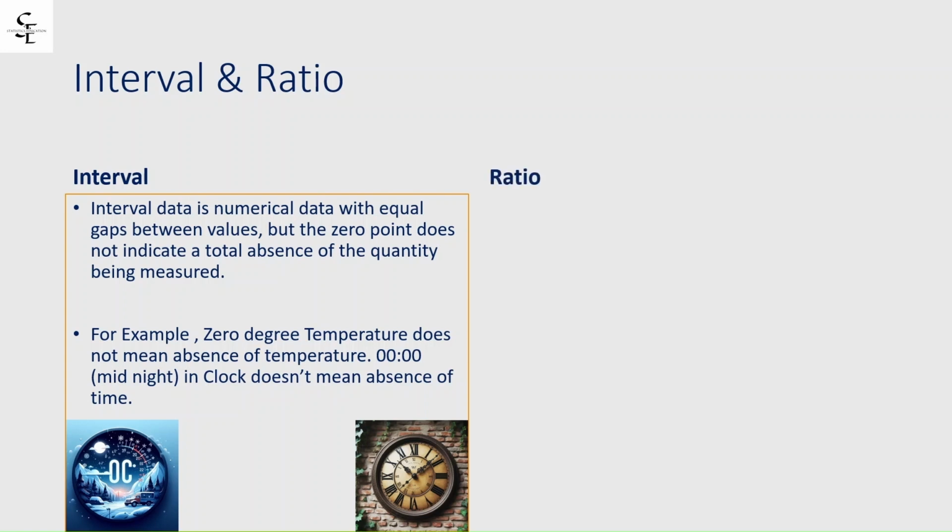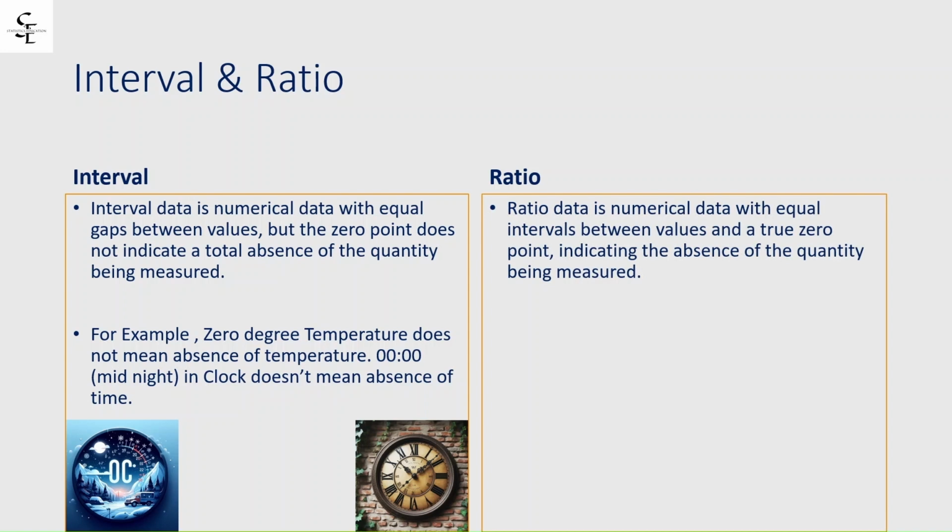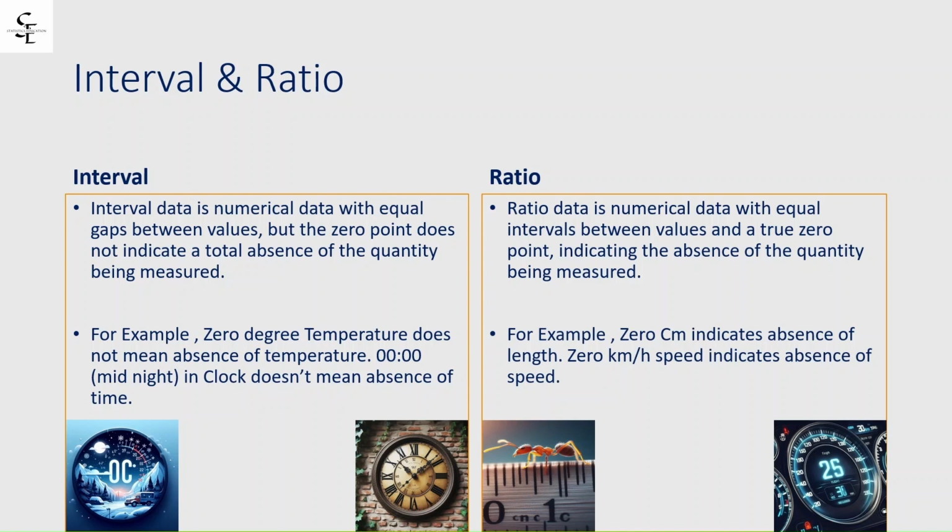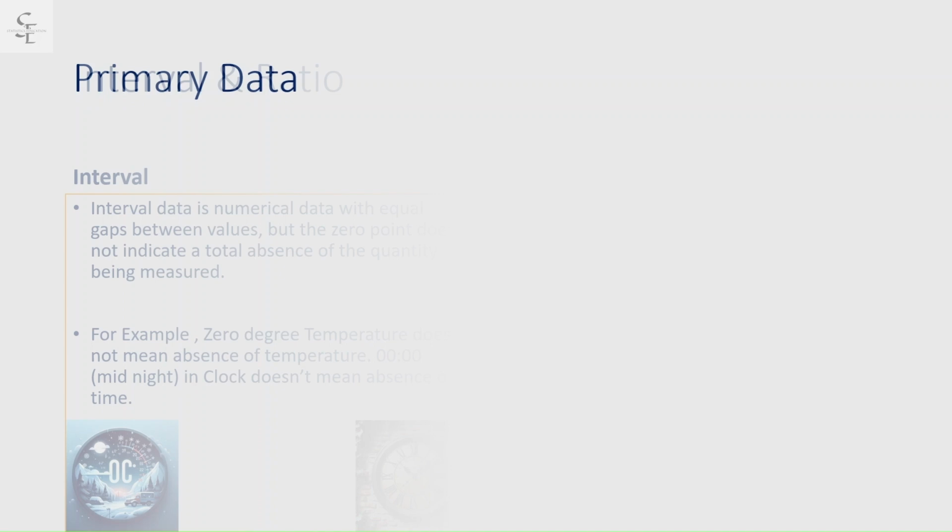Moving on to ratio data. Ratio data is numerical data with equal intervals between values and a true 0 point, indicating the absence of the quantity being measured. Here, the value 0 indicates absence of the value. For example, 0 centimeter indicates the absence of length. The 0 km per hour speed indicates the absence of speed, right? So here 0 does define the absence of the quantity being measured.